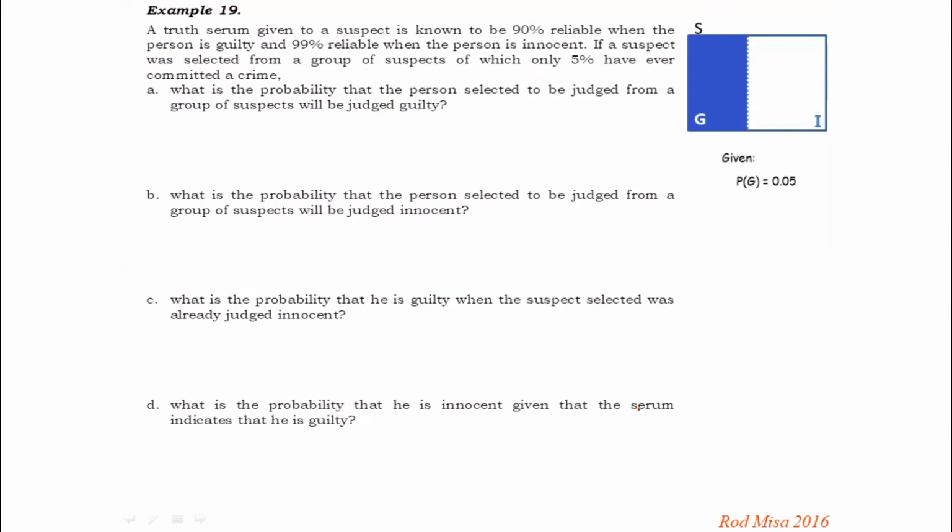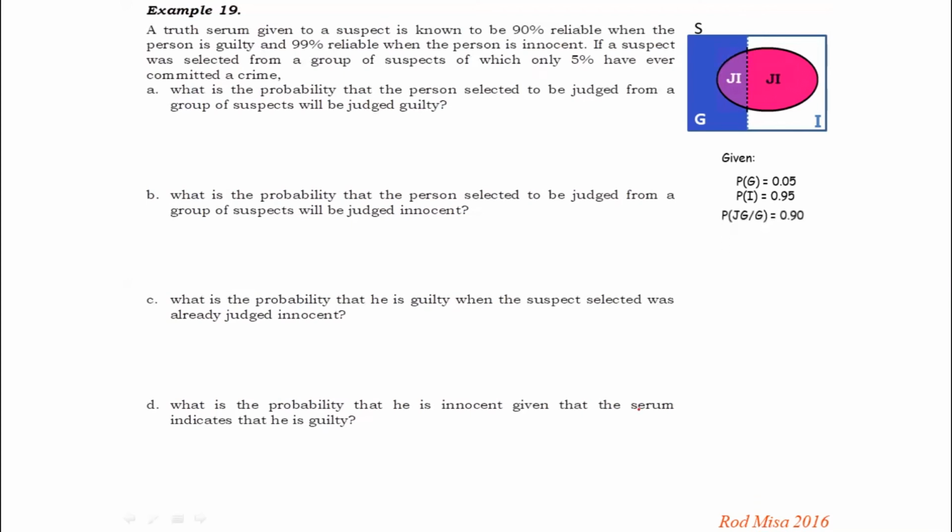So it is given in the problem that the probability that the suspect is guilty is 5%, and the probability that the suspect is innocent is 95%. But let us draw also the event of judging the suspect as innocent by representing this one in the Venn diagram as an oval colored red. So this event is the event of judging as innocent for the suspect.